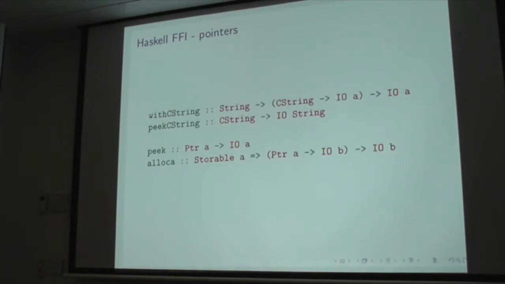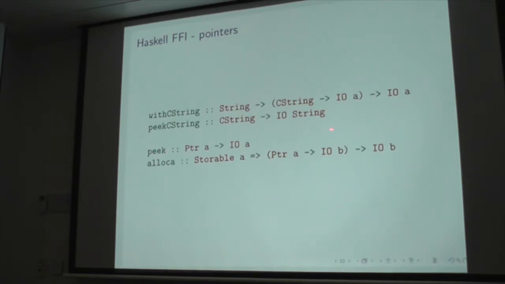There's some functions for working with pointers and with strings. So we have withCString, which takes a Haskell string, so it's the native string type. Its second argument is a computation that is parameterized over a CString, and returns an IO a for some type a. And it's going to return the result of that computation. So basically what this does is it takes your Haskell string, copies it to a C string, and then calls this computation with that C string and returns the result. peekCString goes in the opposite direction, so it takes a C string and marshals that into a native Haskell string, and that occurs in the IO monad because there are allocations and whatnot.